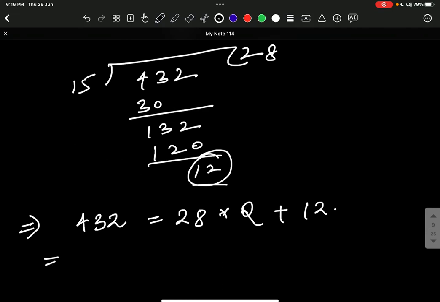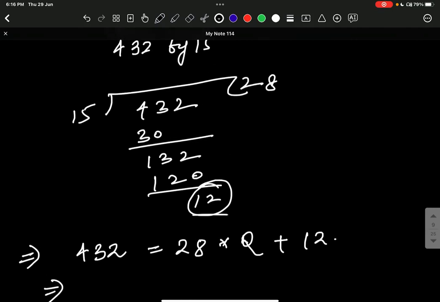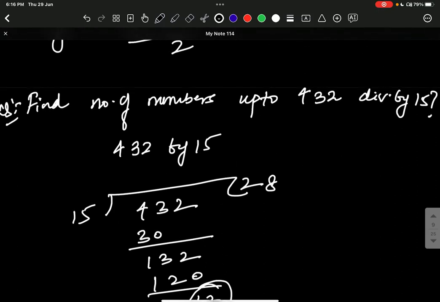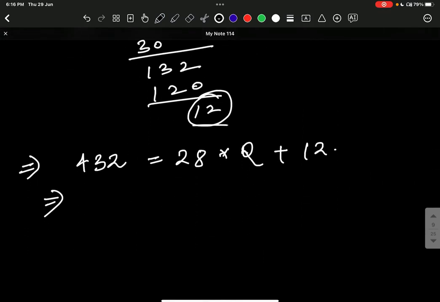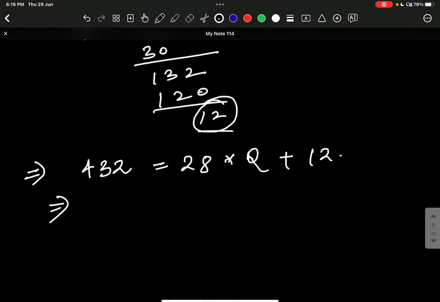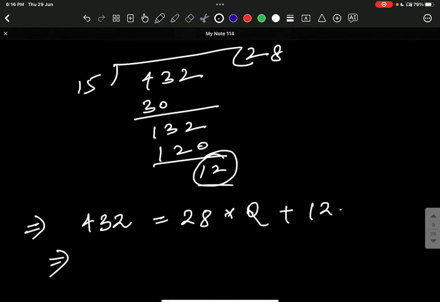Right, then what you need to calculate, what was being asked, you have to calculate the number of numbers up to 432 which are divisible by 15. So how many are divisible by 15, you have to calculate that. Right, so how will you do it? I think I made a mistake here. The quotient is 28 only, so I wrote that here. Sorry, that's what I think.